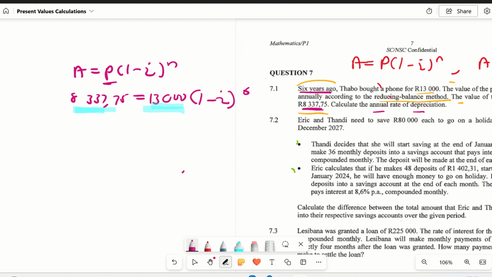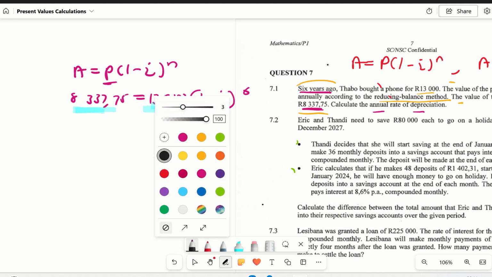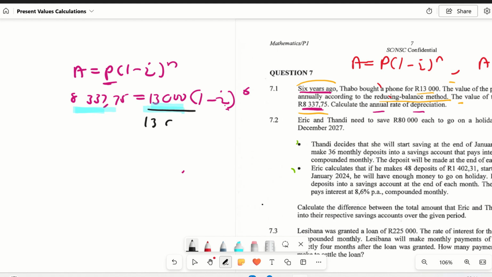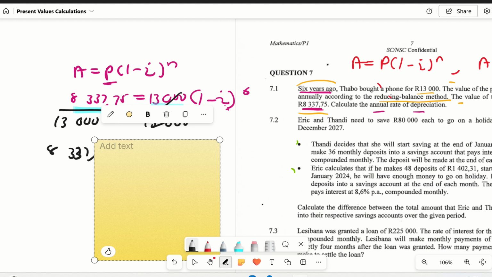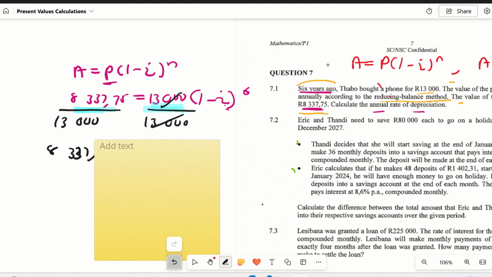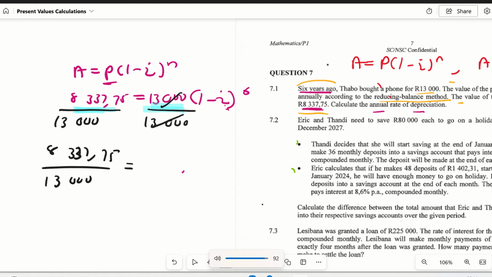So now you're going to solve for i. The aim is for you to remain with i alone on one side, so you must get rid of everything surrounding i. The quickest thing to get rid of here is the 13,000. How do you do that? You must divide it by itself so that they can cancel. What you do on one side must be done on the other side. So on the left hand side, you'll have 8,337.75 over 13,000. Do you get a normal number when you divide it? Like a nice convenient number?